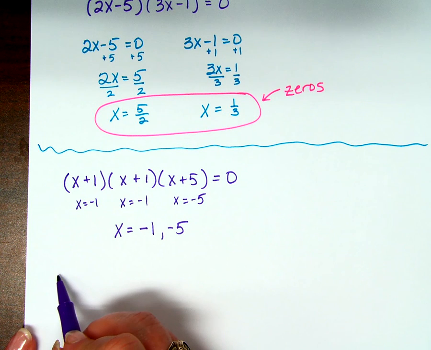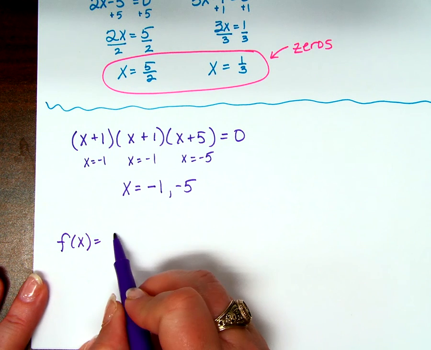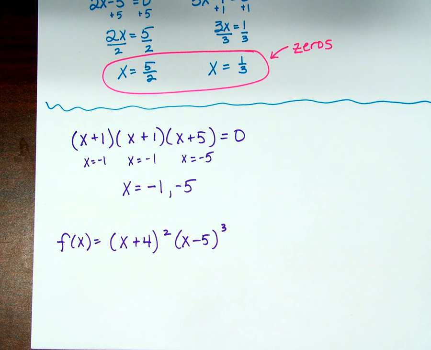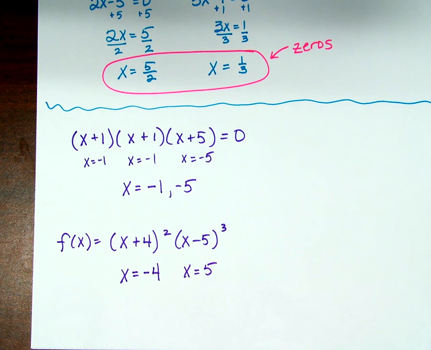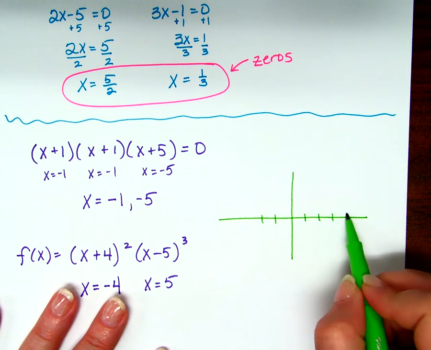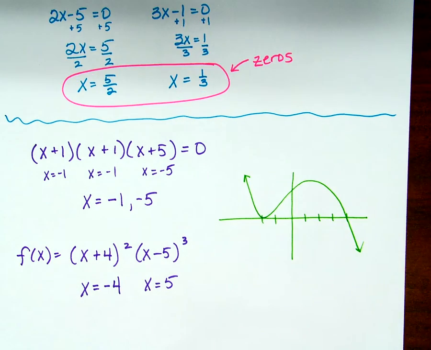Okay. This example, we're going to throw this in a different light. I'm writing it as a function now, not an equation. So x plus 4 squared times x minus 5 to the third. So what are my solutions? Negative 4 and 5. Does negative 4 have a multiplicity of 2? Yeah, so that's 2, right? Does 5 have a multiplicity of 3? Now here's the deal. If you look at the graph, just the graph, you can tell something about that. And I will tell you that tomorrow.